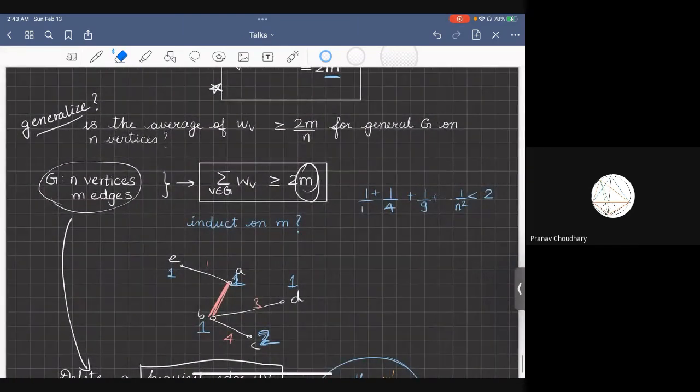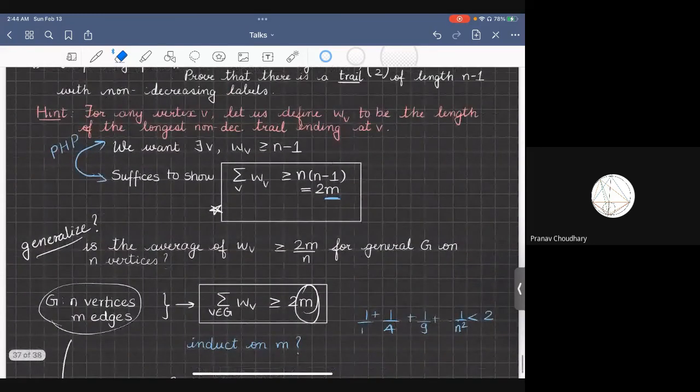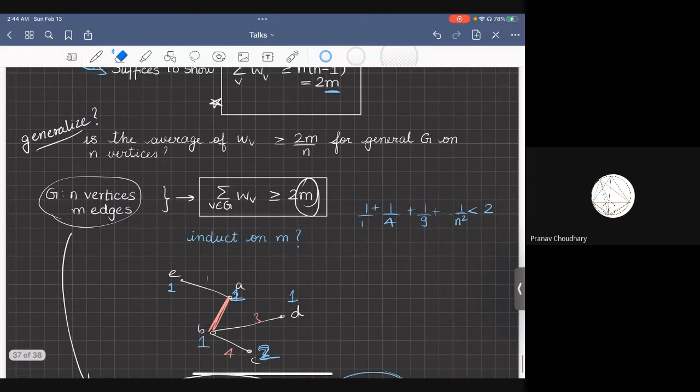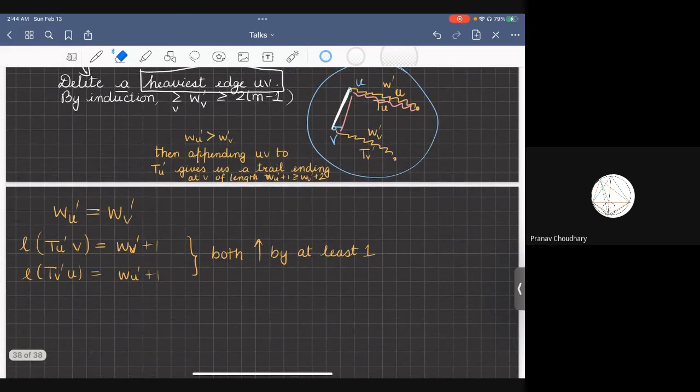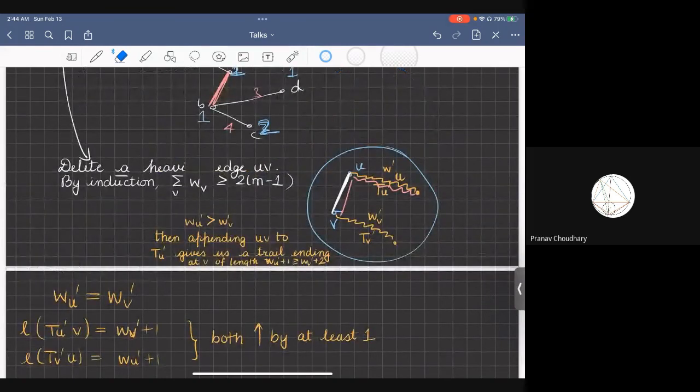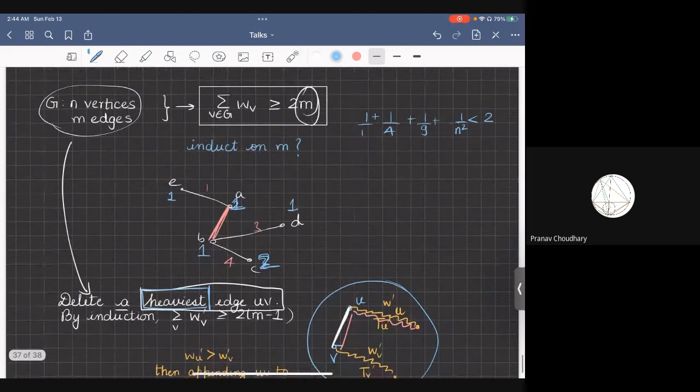We made the question more general by talking about M instead of just the complete graph, so that we could apply induction. And then inside the induction, we could not have just deleted any edge because the argument doesn't go through, because we can't just append UV. The whole point is that since UV is the heaviest edge, we can append it to any trail which exists in the graph G prime. That's where we used heaviest. So it's a mixture of a lot of things here: extremal argument, PHP, generalization, and reduction.